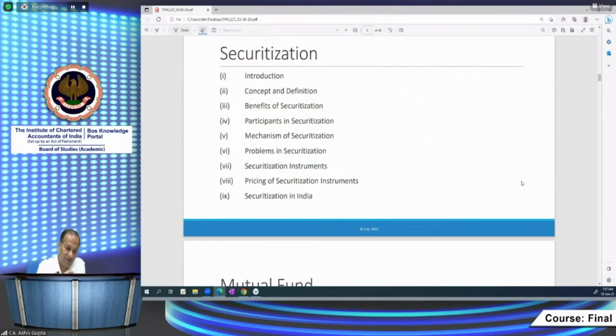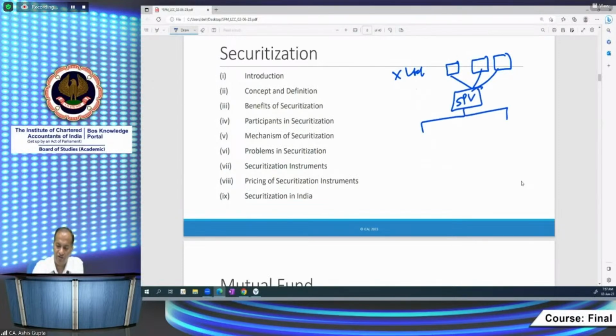I'm just giving you a very small idea here. Don't worry. Now here what happens, better say there is a company X Limited. They have many receivables. What happens? They pull them together and transfer them to a special purpose vehicle. Now the special purpose vehicle issues securities against these receivables in the market.